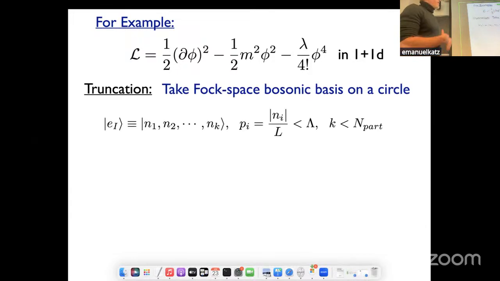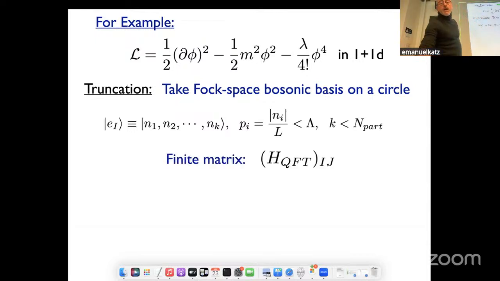One possible truncation that you might immediately think about right off the bat is to take just the Fock space basis. You put the theory on a circle. It's a one-dimensional system, so now all the momenta are quantized. You take all momenta up to some particular maximum, and you include states up to some particular maximum number of particles. In this context, this could be a possible truncation. You include these as your basis states, compute the Hamiltonian in that basis, get a finite matrix, and diagonalize.